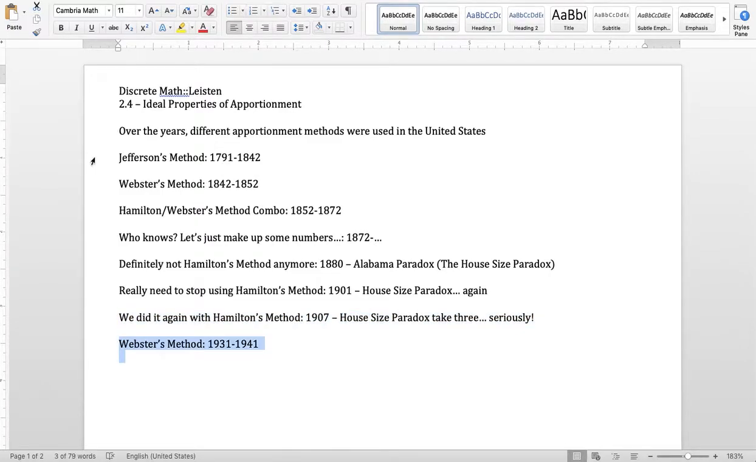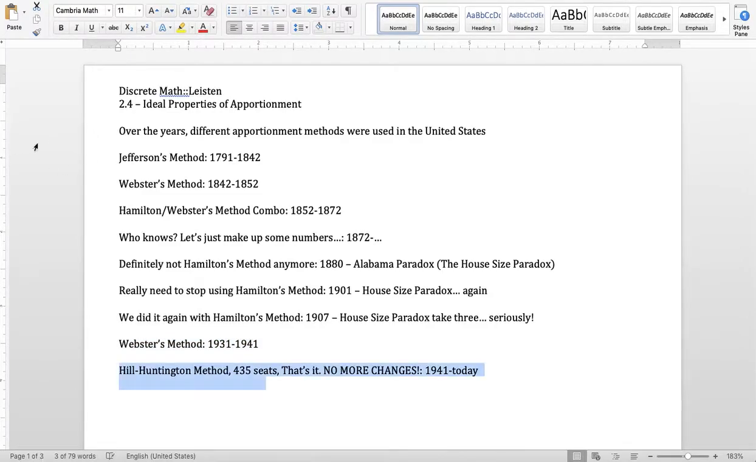Started to switch into Webster's method for 10 years prior to World War II, just because it was easy, people understood it. At this time, a method was proposed by a Princeton statistician and the chief of the Census Bureau in Washington. That gave us our Hill-Huntington method. So in 1941, they set there are going to be 435 seats. We don't care how many new states there are. We don't care how big the population is. We have 435 seats. We're using this method. That's it. Don't change it anymore.